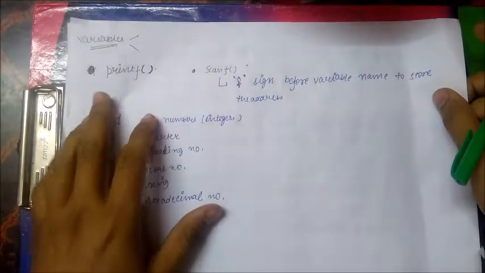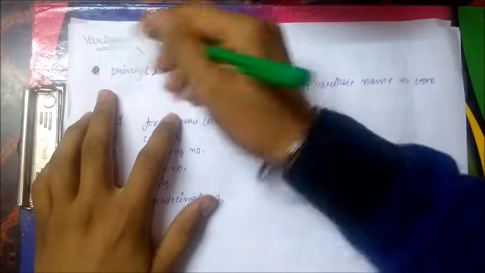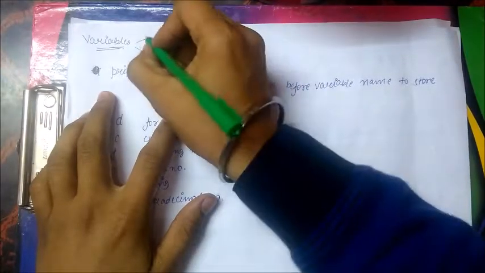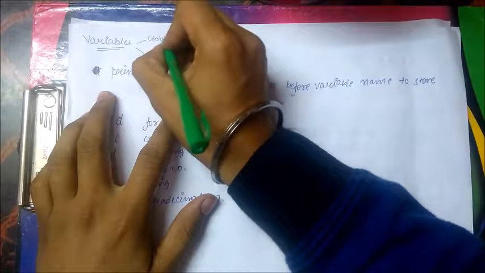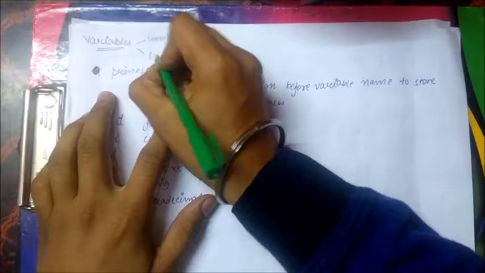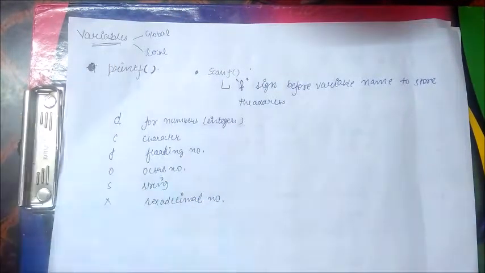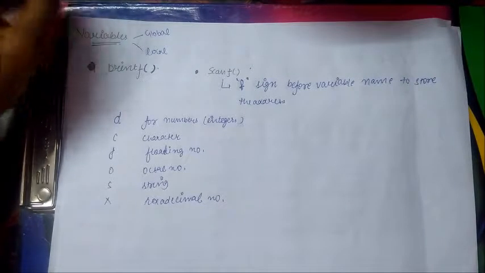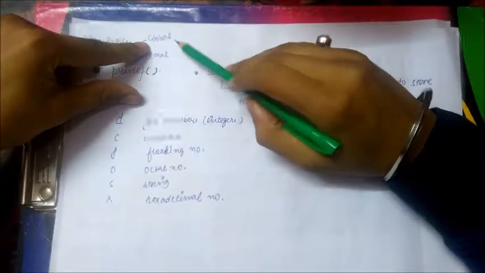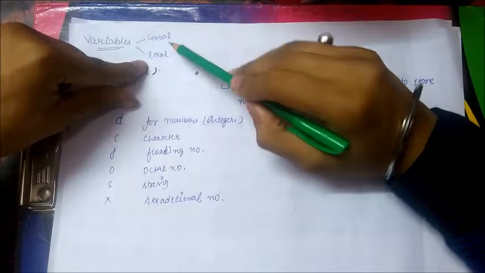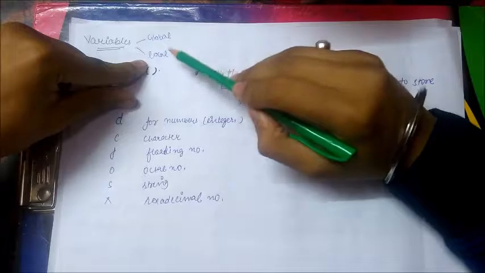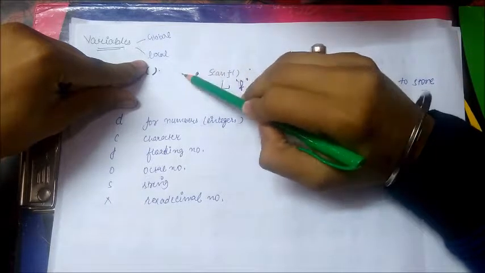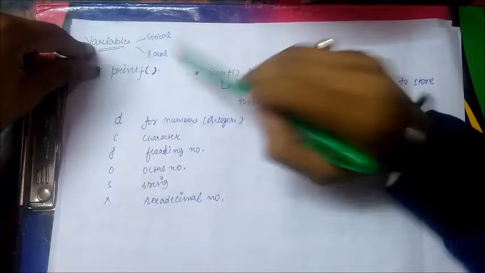Now variables. Variables are used in C programming. They can either be global variables or local variables. As we have discussed before, global variables are those whose values are the same throughout the program, and local variables are those whose values are not the same. They are written within the main function of the program.